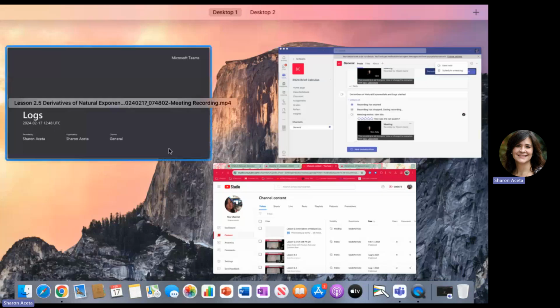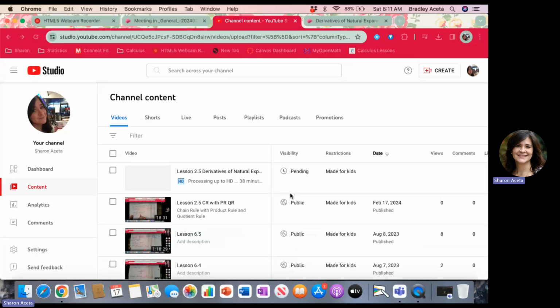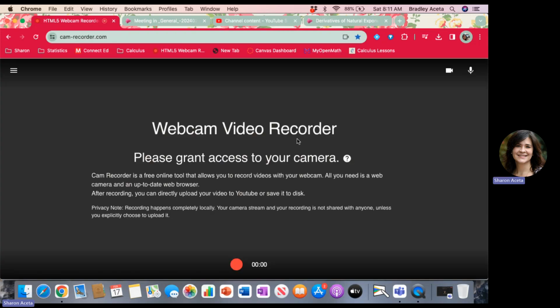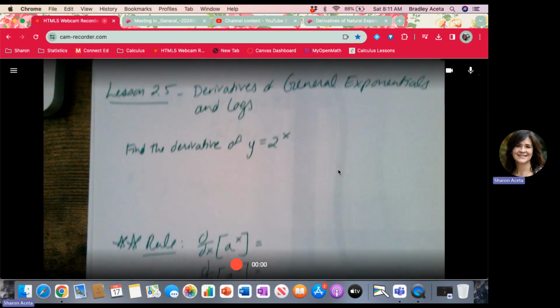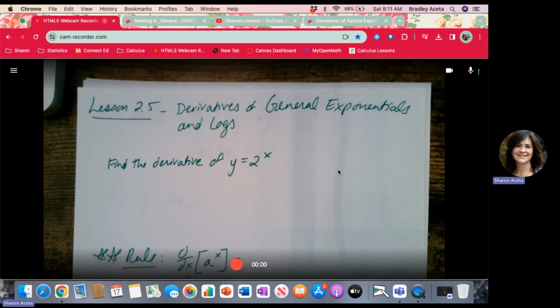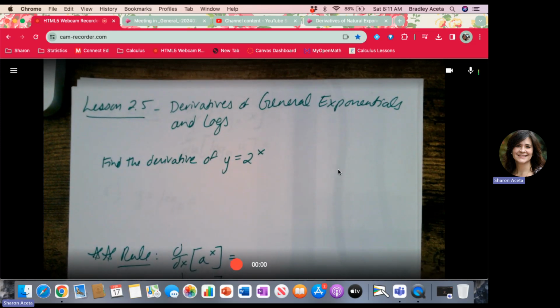Okay. We are now going to talk about general exponential rules. Here we go. Derivatives for general exponentials and logs. Okay. And before we do the rule, which is actually very easy, it's actually similar to what you were doing in the last lesson.